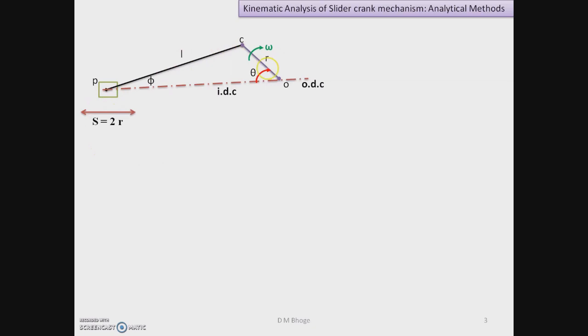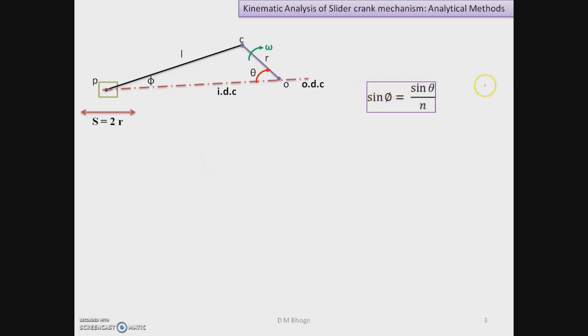This is the single slider crank chain having crank with length of R, connecting rod length of L. We'll assume that the crank is rotating in clockwise direction with angular velocity of omega radian per second, and the instantaneous displacement of crank from IDC is theta, and the corresponding displacement of connecting rod is phi. Stroke of the piston is S, which is equal to 2 times the crank length.